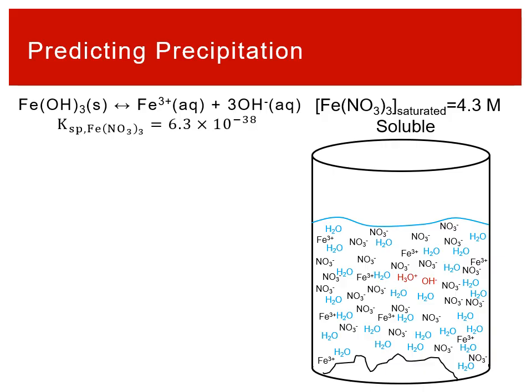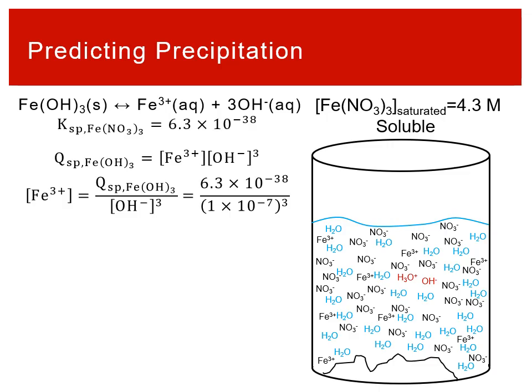So we've got our Ksp is 6.3 times 10 to the negative 38. We want to figure out, is a precipitate going to form? We know we have pH equals 7, so our concentration of hydroxide is 1 times 10 to the negative 7th. We can plug that value in, and the Qsp we set is going to be equal to the Ksp. That's where our concentration is determined.